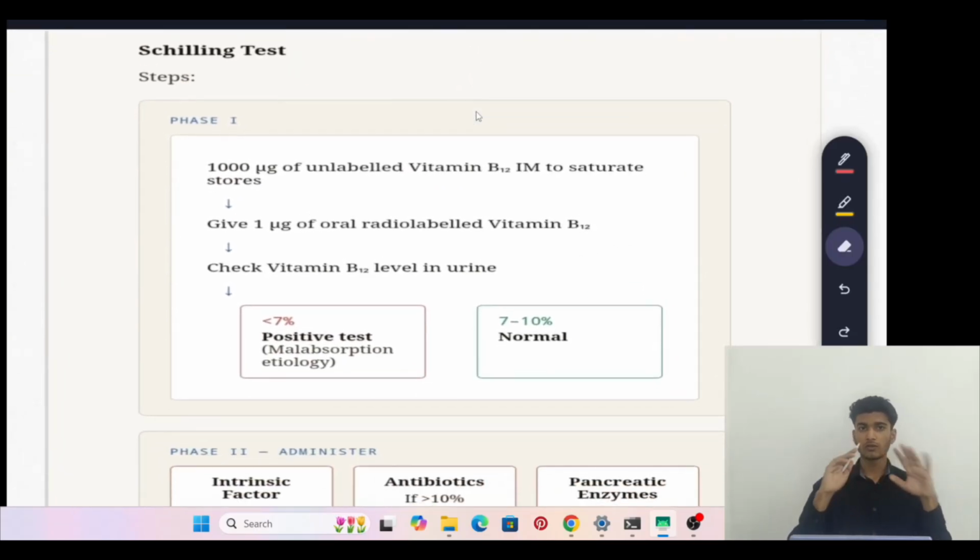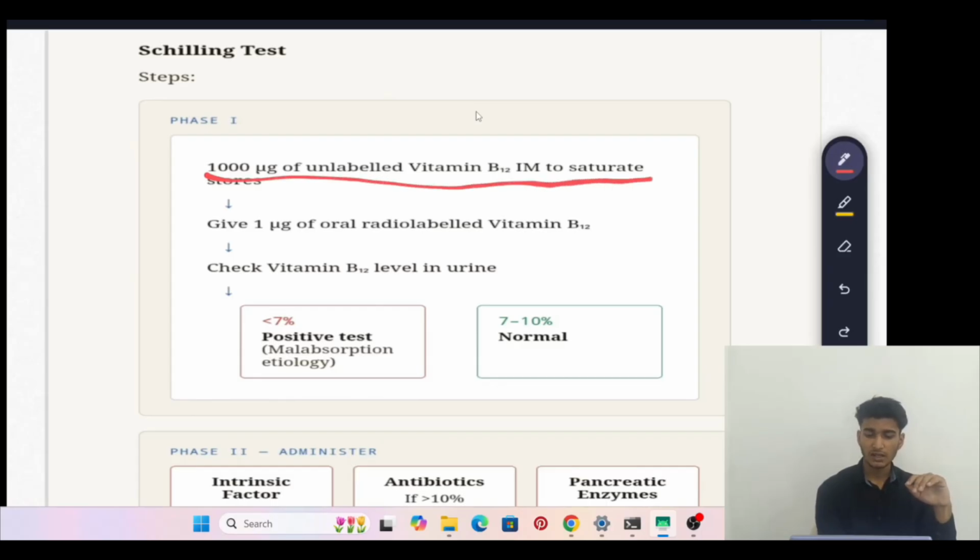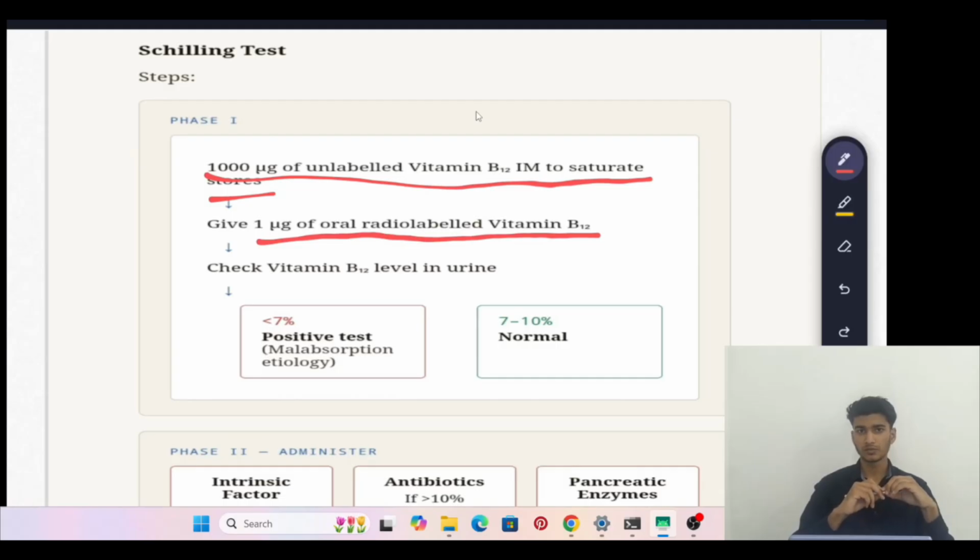There are two phases in Schilling's test. In the first phase, you first saturate the whole cells by giving 1000 microgram of unlabeled vitamin B12, and it will get stored inside the cells, and the cells will be saturated. Now what do you do? You give 1 microgram of oral radioactive vitamin B12. After saturation, you give radioactive vitamin B12 orally.